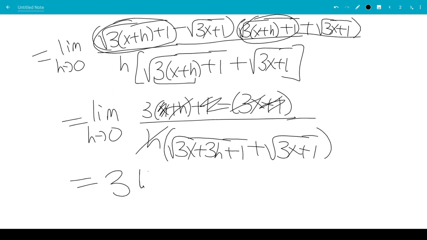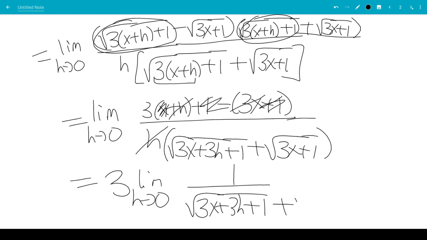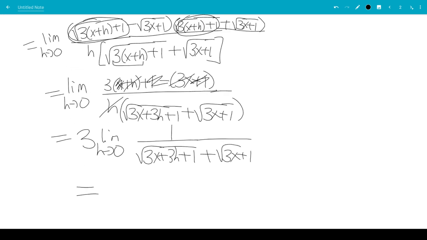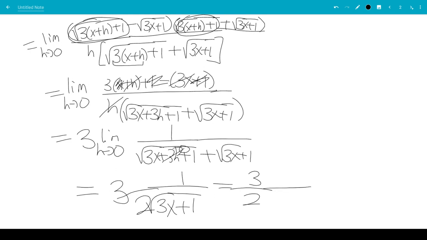This will be 3 times the limit as h goes to 0 of 1 over the square root of 3x plus 3h plus 1 plus the square root of 3x plus 1. And we're going to plug in h being 0, so this goes to 0, and that's it. So this will be 3 times 1 over the square root of 3x plus 1 plus the same thing. So this would be 2 in the denominator, so this will be 3/2 times 1 over the square root of 3x plus 1. And that is the derivative of the square root of 3x plus 1.